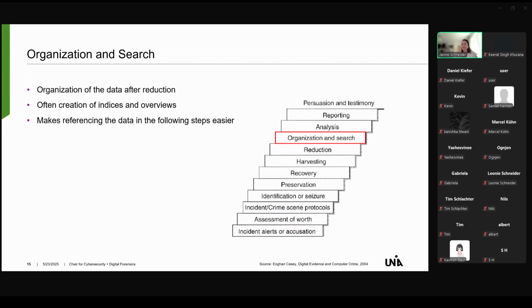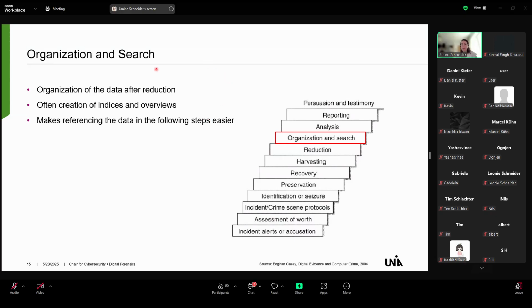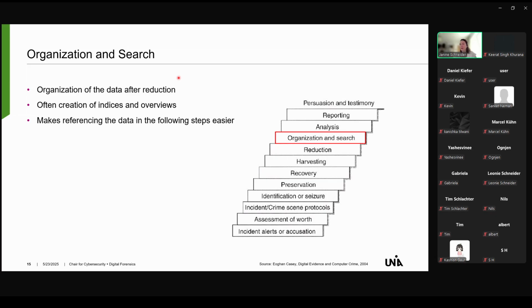Okay, so next step is the organization and search. So Roman suggests chunk-based hashing, but that's not the term I'm looking for. I will look for the term after the lecture. Maybe it comes to my mind later.